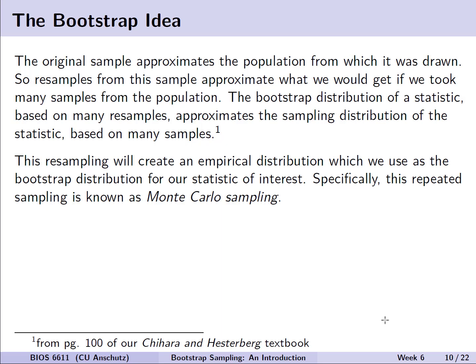What we call the bootstrap distribution of a statistic, we can calculate based on many of these resamples from the original sample to approximate the sampling distribution of the statistic, which we don't know, and then do inference and evaluation based on that. Again, this resampling will create an empirical distribution which we use as the bootstrap distribution for our statistic of interest. Specifically, this repeated sampling is a technique known more generally as Monte Carlo sampling. And don't worry, we'll break it down in the next few slides, more specifically what the bootstrap means and how it's implemented.